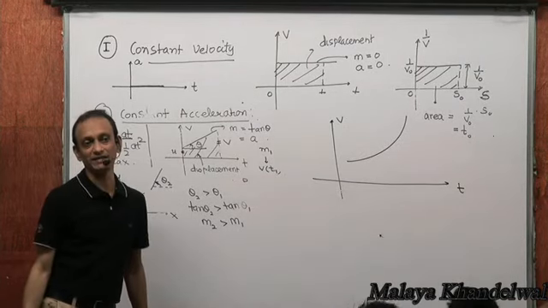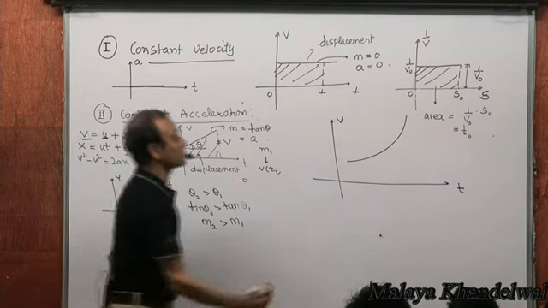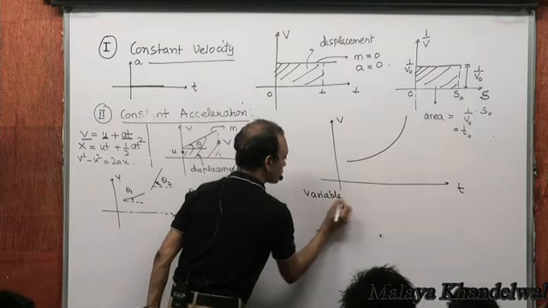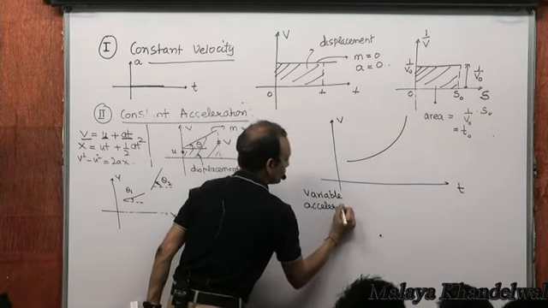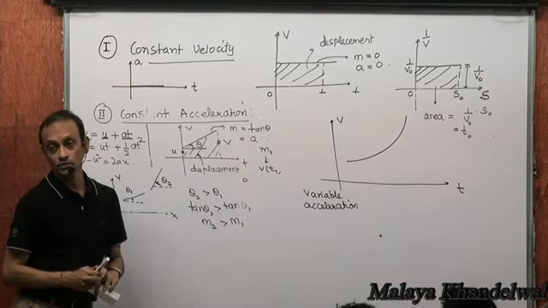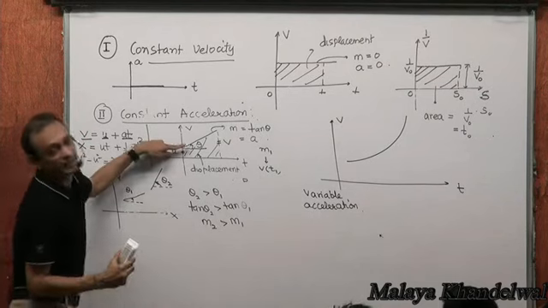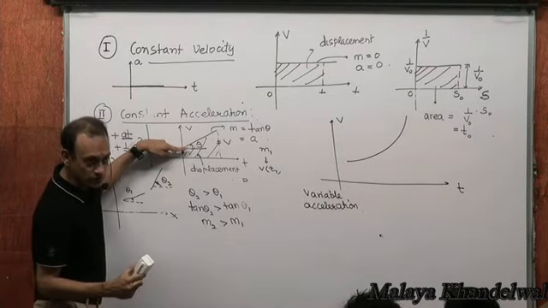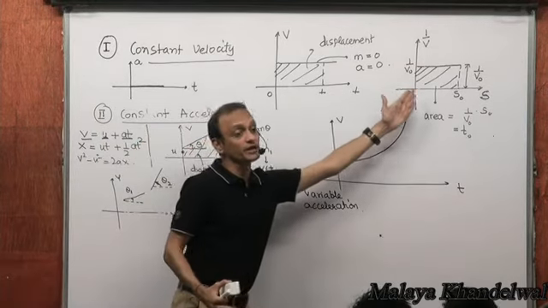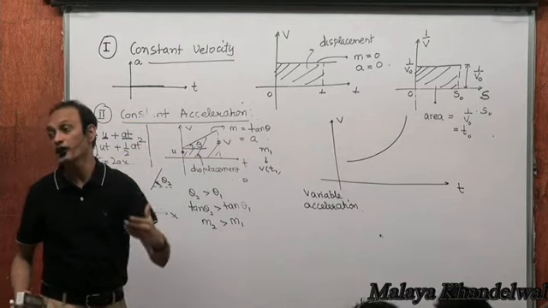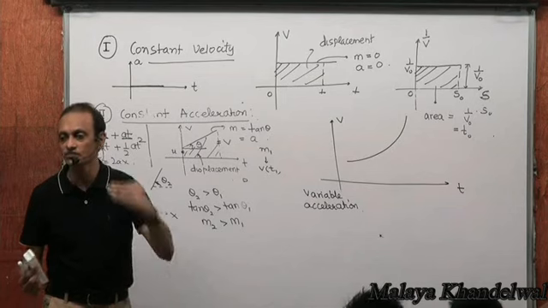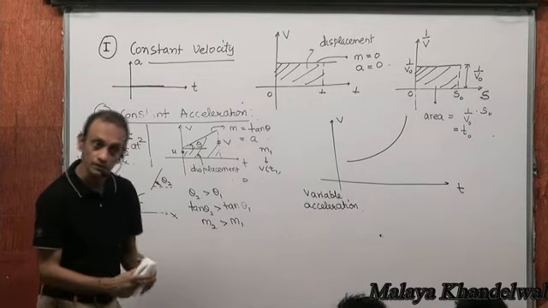This is a case of variable acceleration. Velocity time, if it's a straight line, it has to be constant acceleration. For constant acceleration, the velocity time graph will be a straight line. But if it is not a straight line, acceleration is not constant. Acceleration changes from instant to instant, right?